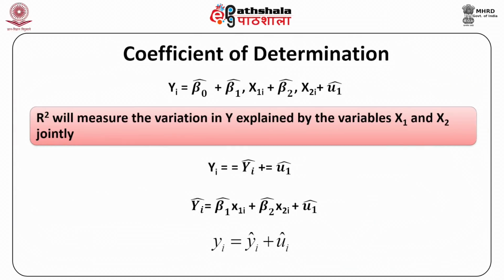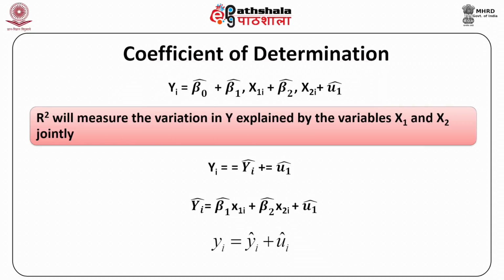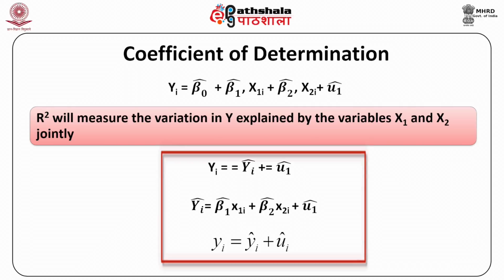In a three variable model, yi is equal to beta hat 0 plus beta hat 1 x1i plus beta hat 2 x2i plus u hat i. R squared will measure the variation in y explained by the variables x1 and x2 jointly. Yi is equal to y hat i plus u hat i. Considering the deviations from the mean values, we have y hat i is equal to beta hat 1 x1i plus beta hat 2 x2i plus u hat i. That implies yi is equal to yi hat plus u hat i.